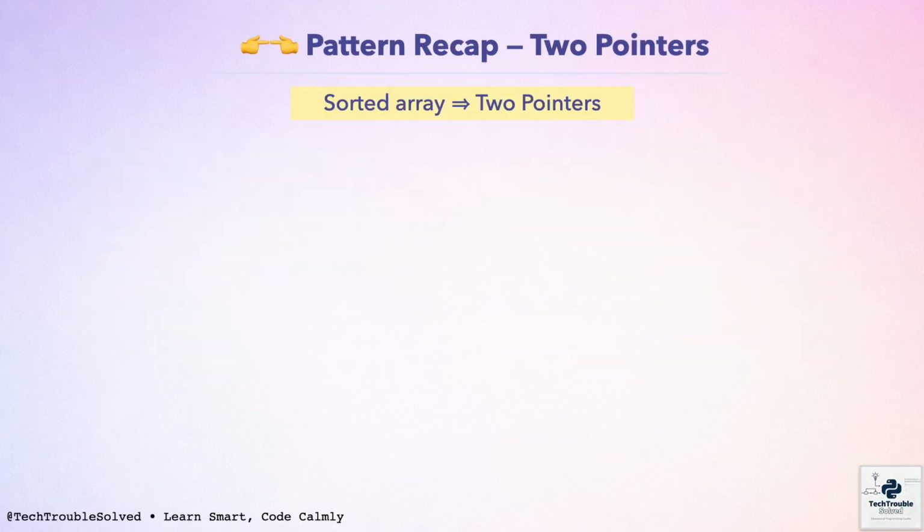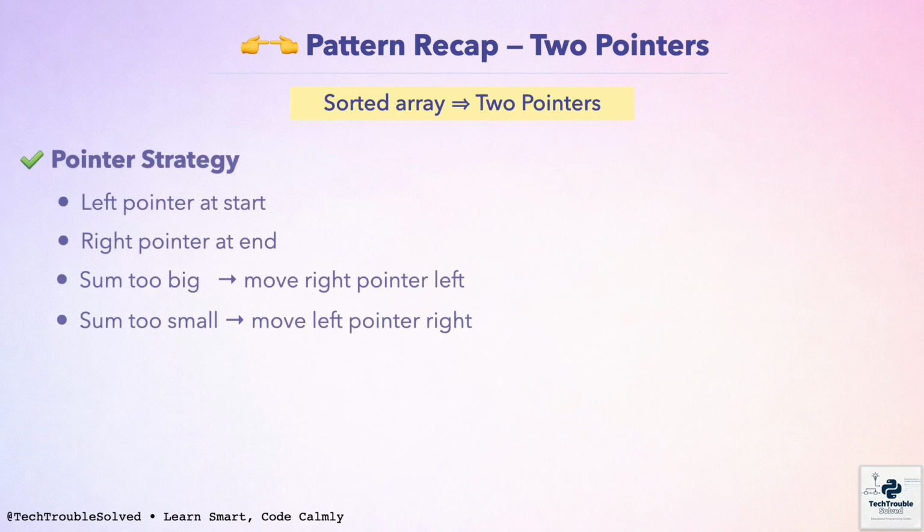Let's quickly recap the two-pointer pattern. When the array is sorted, using 2 pointers is often a good choice. Here is the pointer strategy. We place the left pointer at the start of the array. We place the right pointer at the end of the array. If the sum is too big, we move the right pointer to the left. If the sum is too small, we move the left pointer to the right. This way, the pointers move toward each other until we find the required pair.